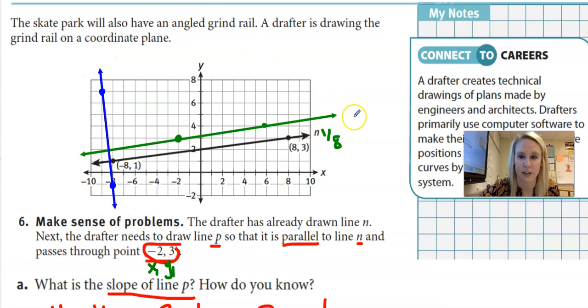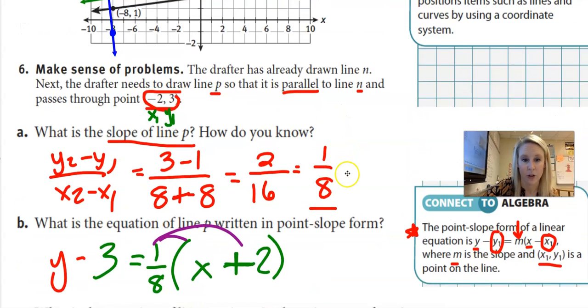So let me go ahead and add some letters. This was line P, and this was line Q, so we don't get confused. Okay? All right, so we got line Q, which is perpendicular to both of them, and then we're going to move on.